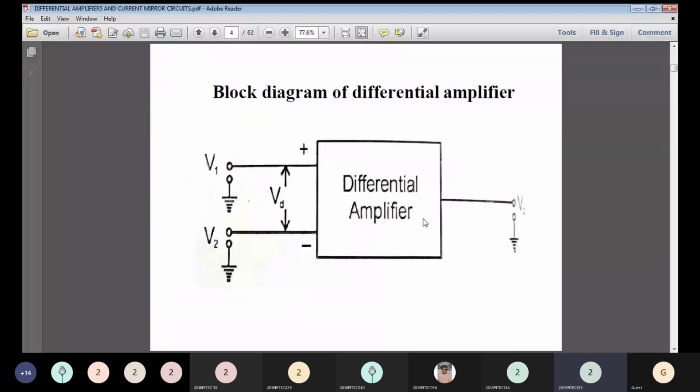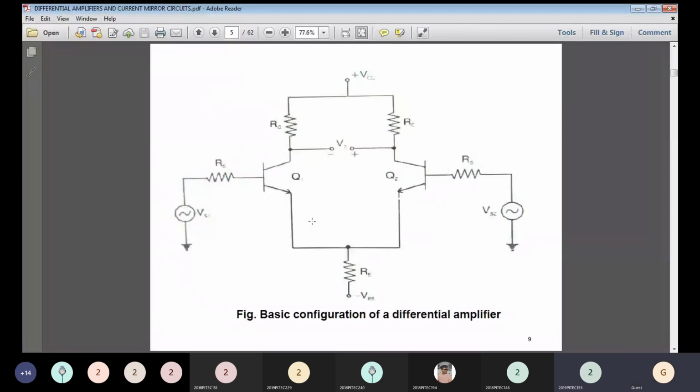So this is the basic diagram for a differential amplifier. In the differential amplifier, we have two input voltages, V1 and V2. The difference of the voltages is amplified and gives an output V0. So what is VD here? VD is nothing but the difference of these two voltages V1 and V2. So this is the diagram for a differential amplifier.